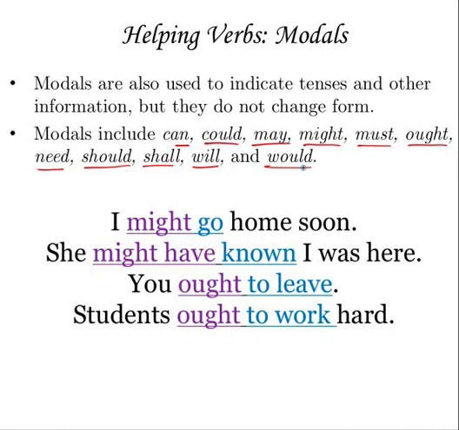So, I might go home soon. Present tense. She might have known. Present perfect tense. I was here. You ought to leave. Students ought to work hard. You'll notice that ought does not change form, nor does might, because they're modals. Regardless of tense, might is always might and ought is always ought.